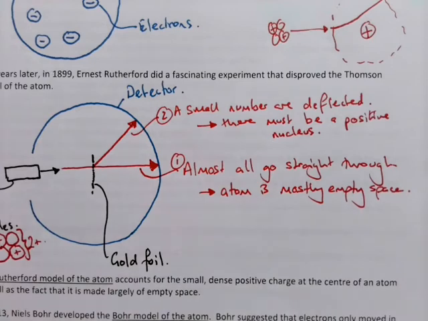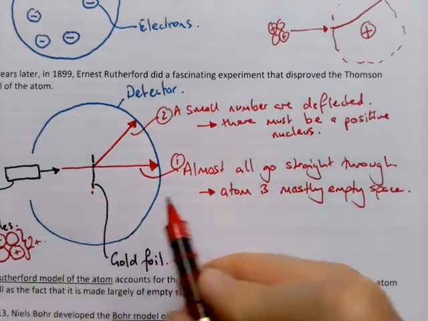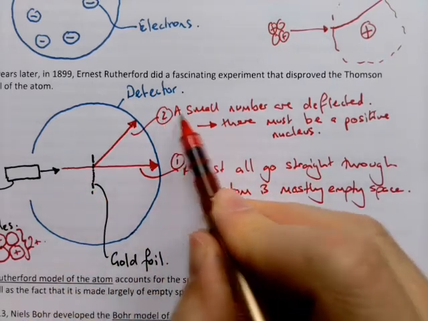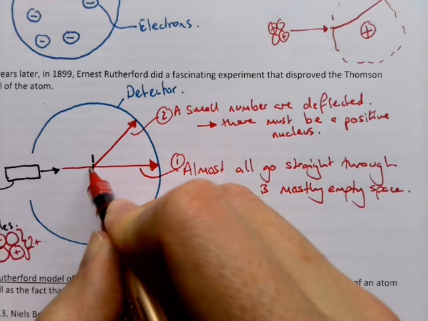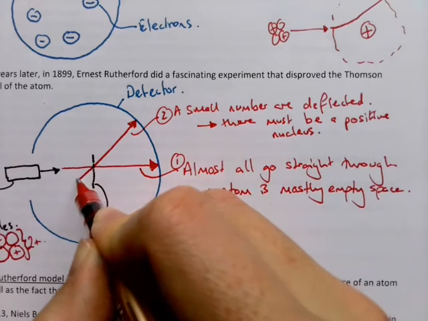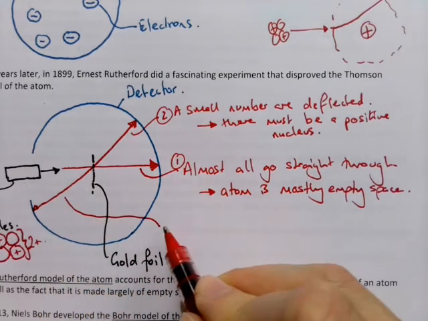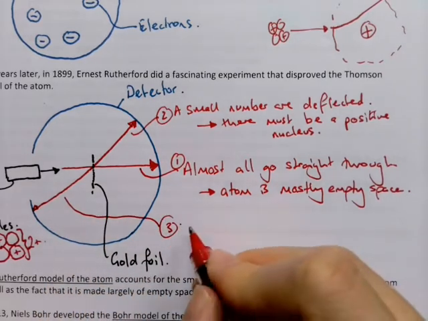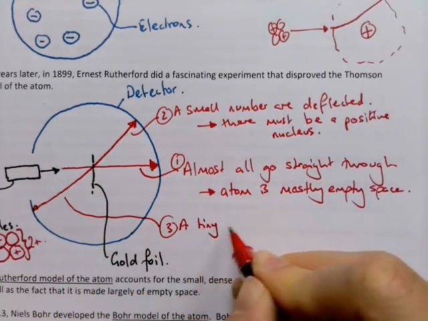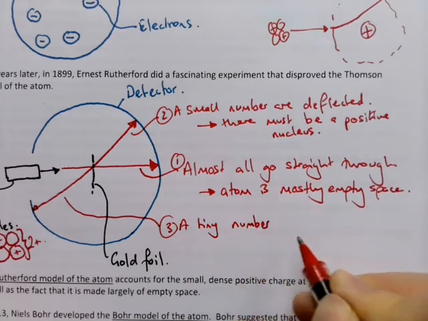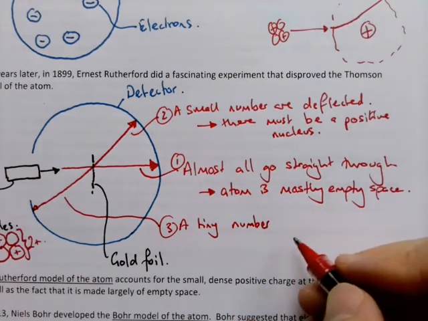Now, those are the first 2 observations he made. The third one was that almost all go straight through, a small number are deflected, and he found a tiny number, 1 in 1,000, rebound back.